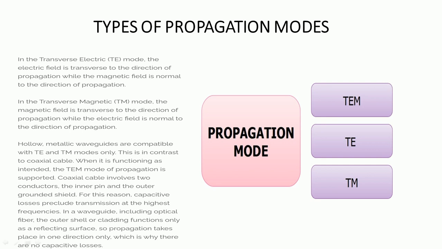The vice versa condition exists for the transverse magnetic mode, in which case the magnetic field is transverse to the direction of propagation, whereas the electric field is normal to the direction of propagation. These are the types of propagation modes.